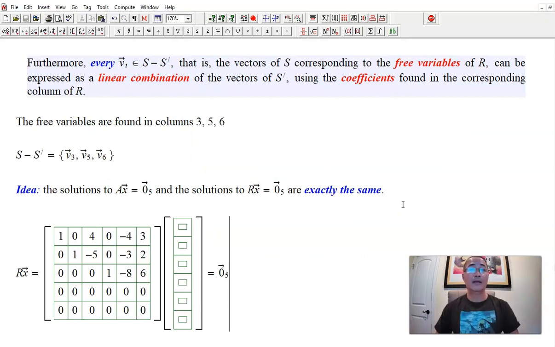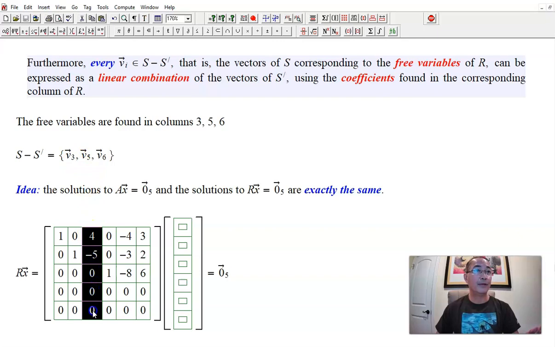Okay, so let's now focus on the last part of the minimizing theorem. It says that every vi, which is in S but not in S prime, and these are our vectors in S minus S prime, each of these vectors can be expressed as a linear combination of the vectors in S prime, which were v1, v2, and v4, using the coefficients found in the corresponding column of R. Okay, so what is that corresponding column? Let's take a look at v3. Okay, so v3 corresponds to a free variable. Okay, the entries there are 4 and -5.